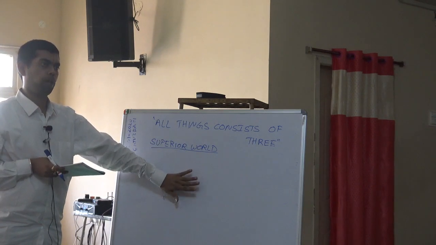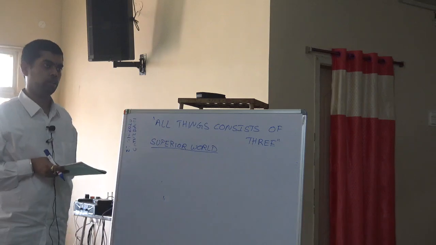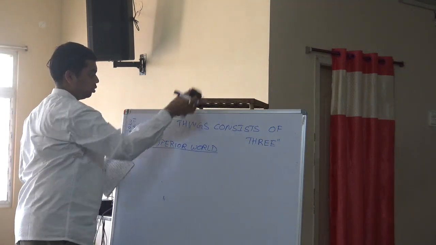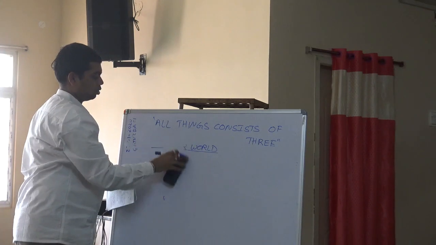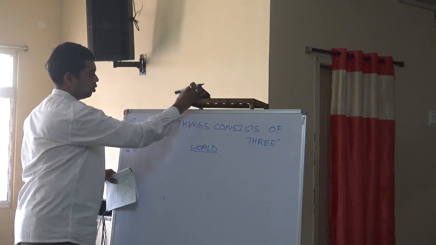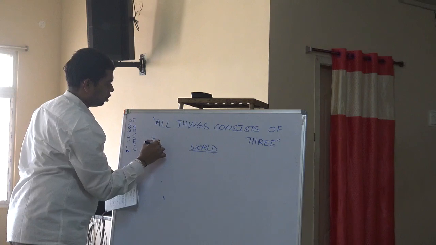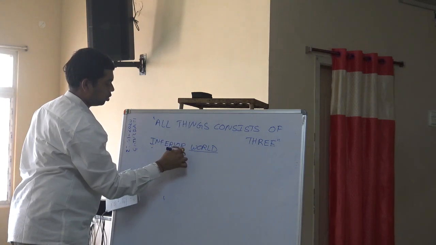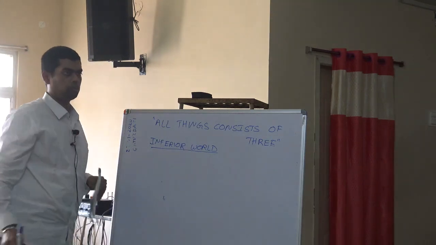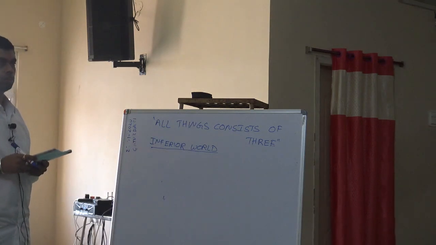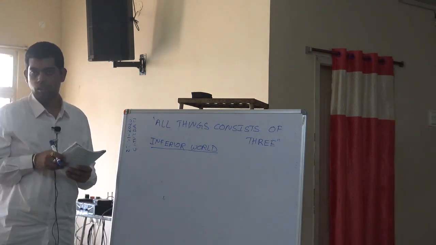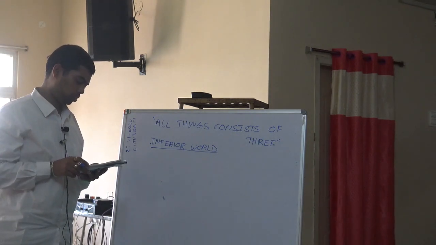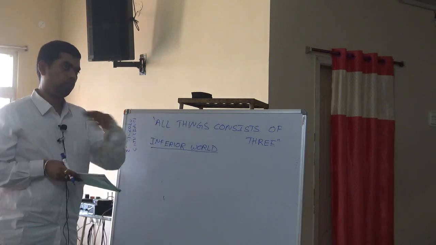So this is like a plan of the creation in the energy plane. And the last one is the inferior world. The third plane, the third world, is the empirical world. This is the world we see.